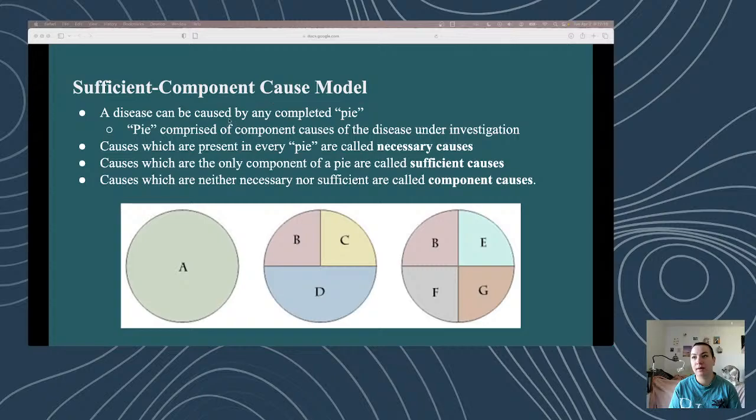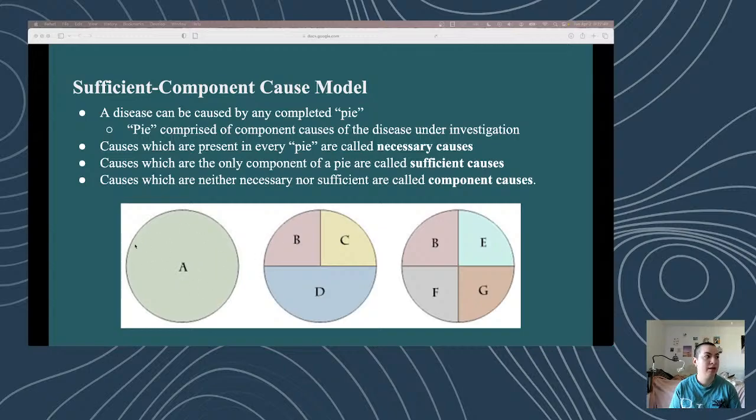A disease can be caused by any completed pie. So if these chunks weren't so large and they didn't complete the circle, this wouldn't be a case of disease. With a complete circle, we are considering a case of disease, where the pie is comprised of component causes of the disease under investigation. So in our previous example, each one of these things would be a marble, and the person would have an X. And causes which are the only component of a pie are called sufficient causes.